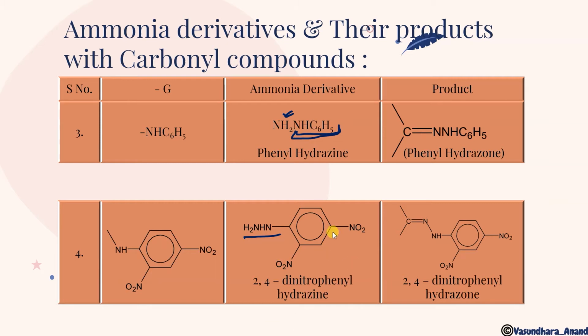So then what will happen, this H2 will go with the oxygen to form water, and the rest will attach. So this will give you 2,4-dinitrophenylhydrazone, and this is one of the important tests given by aromatic aldehydes, aromatic carbonyl group, or we can say carbonyl group. Okay, this is the important test given by aromatic carbonyls.